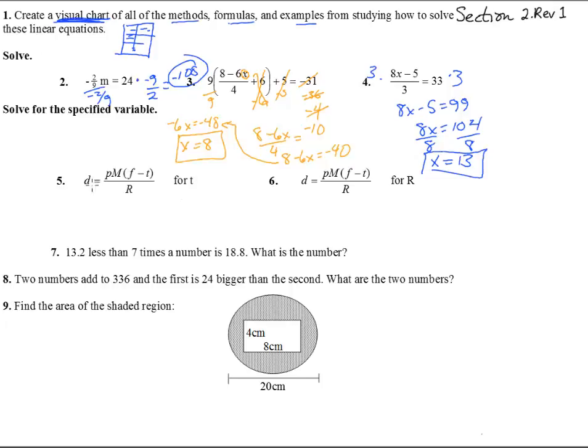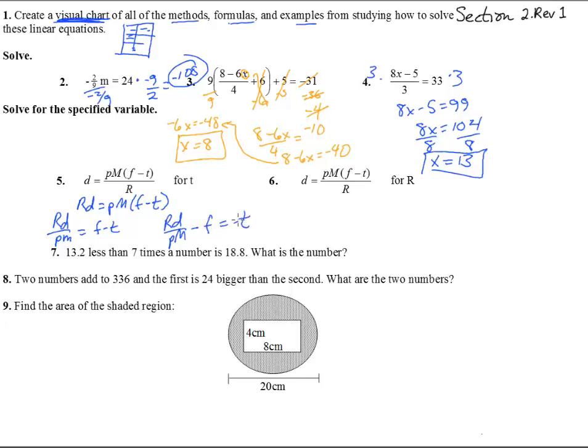Number 5, solve for t. We want to get t by itself. So again, we've got this stuff we can get rid of. We can times both sides by r immediately. Pm f minus t. Now, we could distribute that if we wanted to, or we could divide off the pm and have it gone. Rd over pm equals f minus t. And then subtract f. Rd over pm minus f equals a negative t.